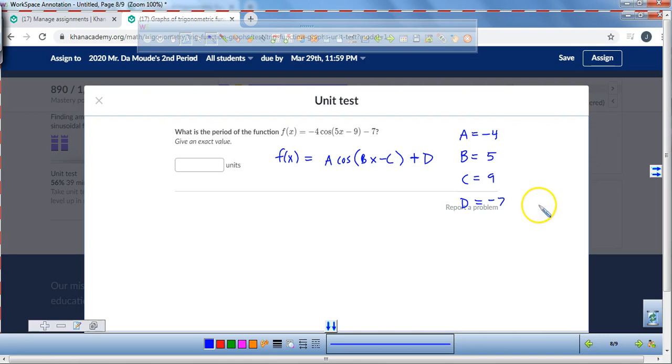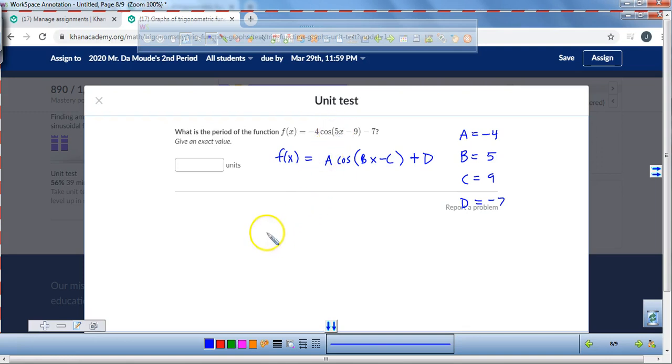I want you to understand the period will always be positive. So even if that said -5, you wouldn't worry about the negative. That negative is just making sure it reflects across the y-axis. Don't worry about that negative, just like you don't worry about the negative for the A value when talking about the amplitude.